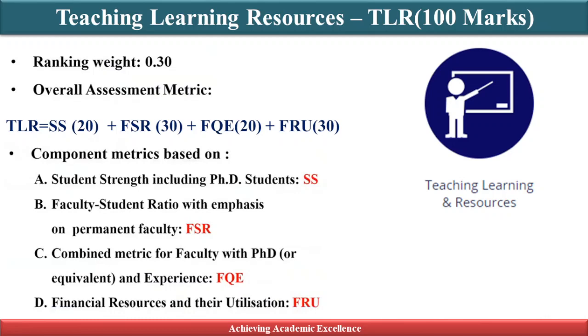We will try to understand each component level metric. First one is SS, student strength, which has got 20 marks. Second component level metric, FSR, faculty student ratio, which has got 30 marks. Third component level metric is FQE, faculty quality and faculty experience. Last one, that is the fourth component level metric, is financial resources and their utilization, that is FRU, which has got 30 marks.